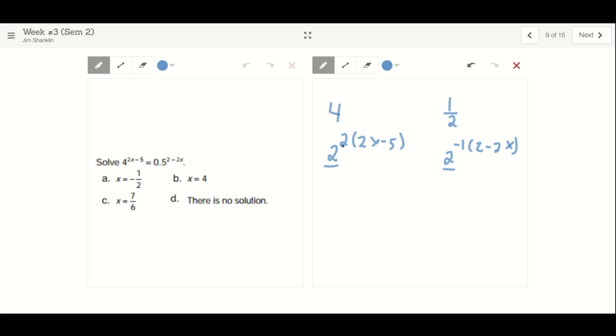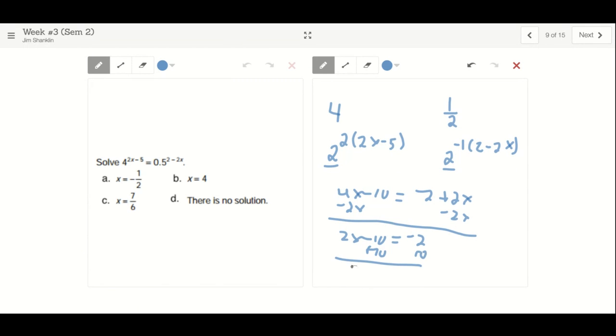Okay, so I've got a common base, so that's going to give me 4x minus 10 is equal to negative 2 plus 2x. Subtract 2x from both sides. So 2x minus 10 is equal to negative 2. Add 10 to both sides. 2x equals 8. X equals 4. Oh, that is letter B. Very nice.